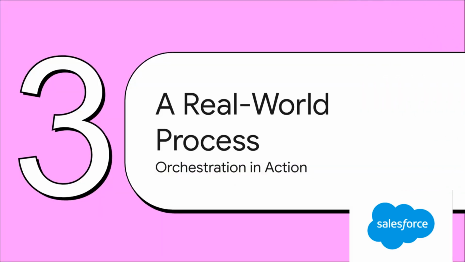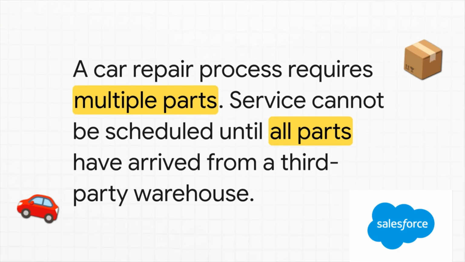All right, enough with the theory. Let's see how this actually works in a real-world scenario, because this is where you can really see the power of using events to untangle a complex process. So let's imagine a really common business problem. A customer needs their car repaired. The job needs multiple parts, and those parts have to be ordered from totally different suppliers or systems. The tricky part: the repair itself can't be scheduled until every single one of those parts is confirmed as received by the warehouse.